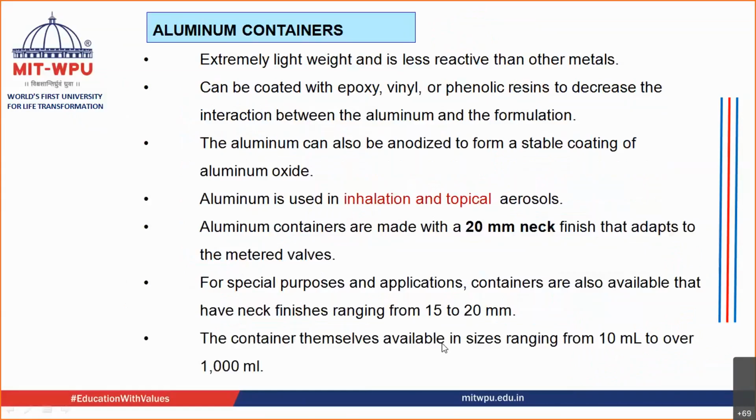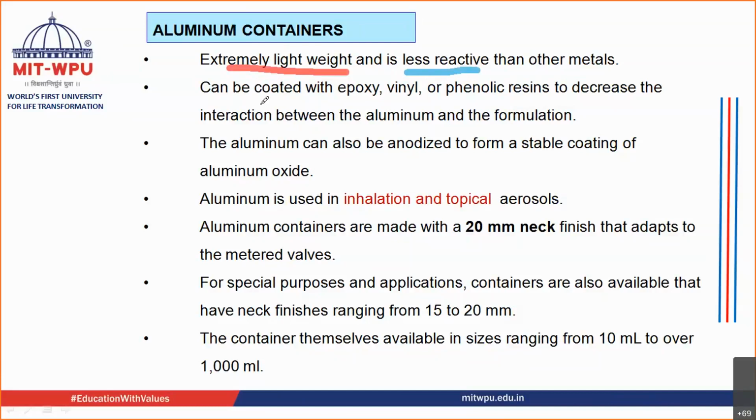Okay, moving ahead, in metal containers, first we have seen the tin plated steel containers. The second type of metal containers that are used are aluminum containers. Now these are extremely lightweight. You know how aluminum is, it is very light. It is lighter than your tin plated steel also. It is reactive, but it is less reactive compared to other materials. Stainless steel is totally non-reactive. You have to remember that.